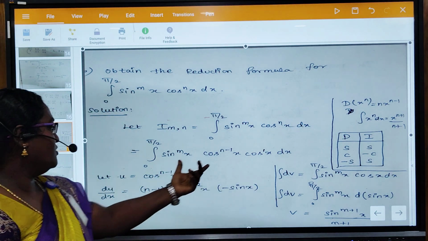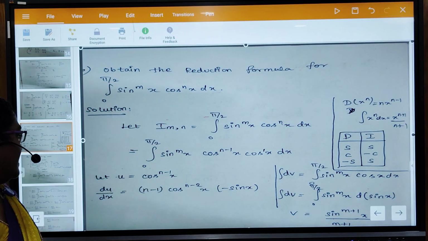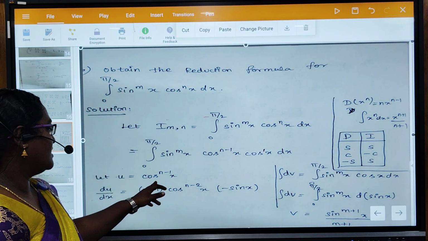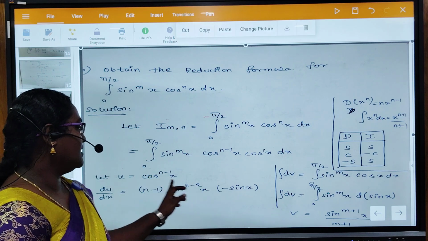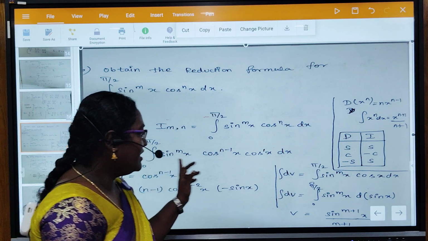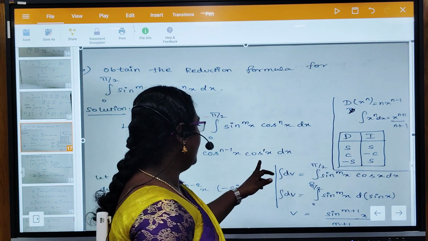So again, treating the algebraic function, I am taking this term as u. So cos power n minus 1 x dx. What is the differentiation of x power n? It is n x to the power of n minus 1, and the differentiation of cos x is minus sin x. All the remaining terms will be taken as dv. So it will be sin power m x cos x.